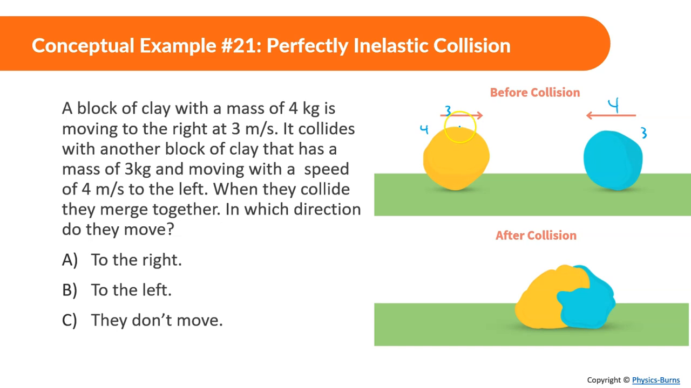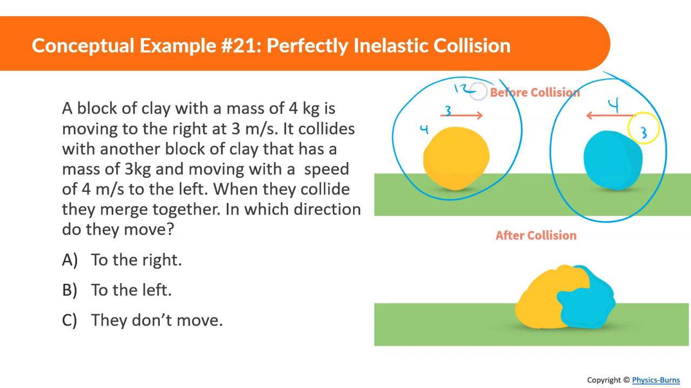So what direction it goes depends on which one has more momentum. This one's 3 times 4, which is 12, and this one's 4 times 3, which is 12. So they have the same exact momentum, meaning when they hit each other, they don't move.